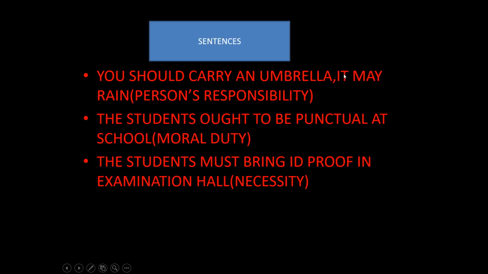अब देखो, अब मैंने ये 3 sentences लिखे हैं. एक बार पढ़ो इन sentences. Nikhil, read these sentences. Obligations means मतलब आपको ये करना ही है. ठीक है? Nikhil, read these 3 sentences. इससे बहुत अच्छा picture clear होगा. Read this. You should carry an umbrella. It may rain.